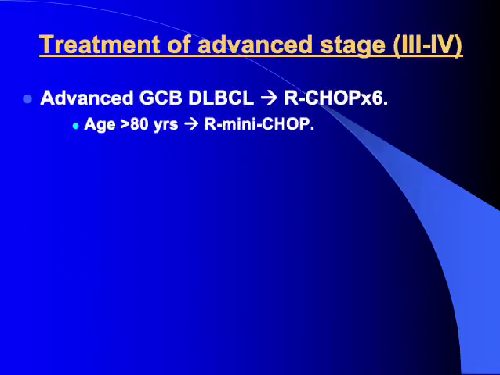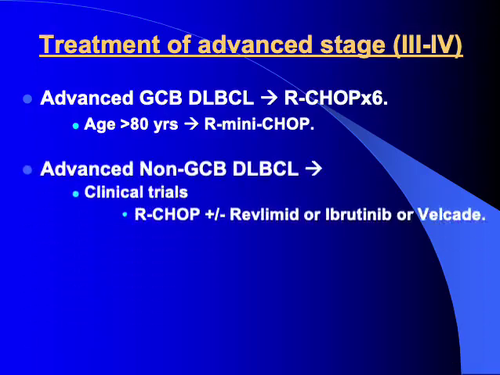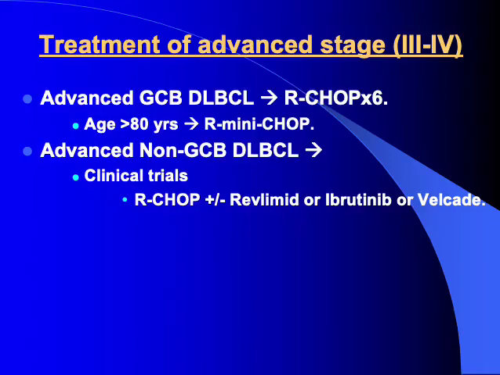Treatment of advanced stage 3 or 4, advanced germinal center B-cell lymphoma. We treat with 6 cycles of R-CHOP. Elderly, we reduce the dose. Non-germinal cell lymphoma, the best regimen is not identified yet, so we prefer clinical trial. If you have to treat, R-CHOP with or without one of the novel agents.